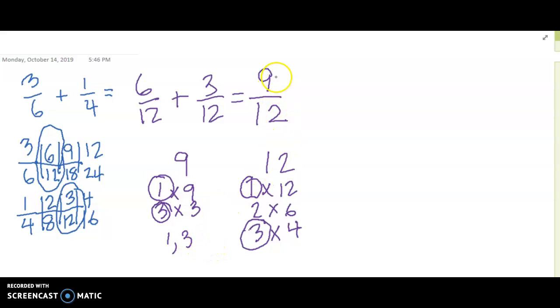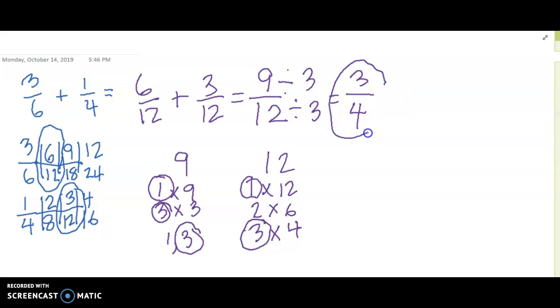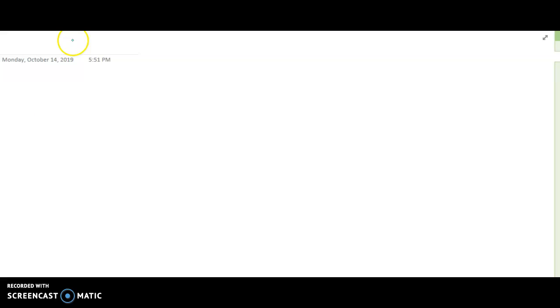I'm going to divide 9 12ths by the biggest number that's in both, which in this case is 3. So I come up here and divide them both by 3. So 9 divided by 3 is 3. 12 divided by 3 is 4. So that's the final answer. So 3/6 plus 1/4 equals 3/4. Alright, so we did an addition. Now we're going to do a subtraction.